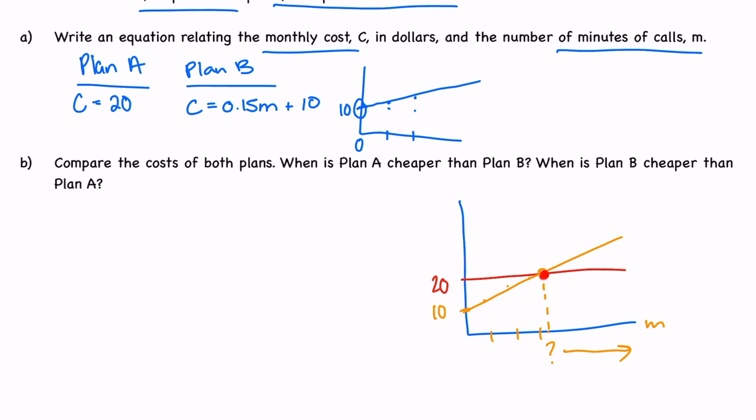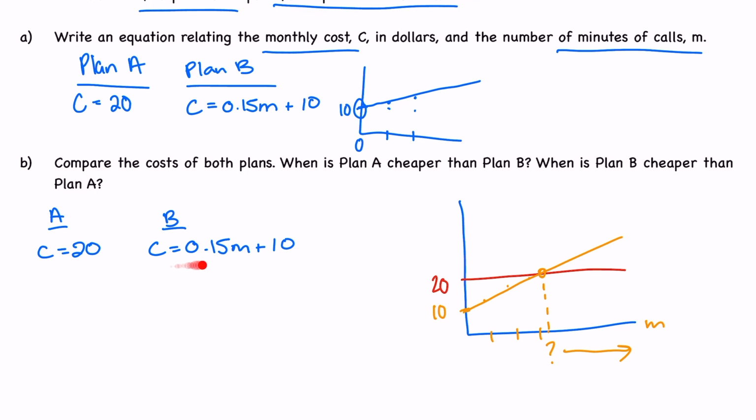So if we can figure out the point in which they intersect, so at how many minutes plan A is the same cost as plan B, then we'll know when plan B is cheaper, and we'll know when plan A is cheaper. So the equation for plan A is C is equal to 20. And the equation for plan B is C is equal to 0.15 m plus 10. When they intersect, they're going to have the same C value, and they're also going to have the same m value. So if we know C is equal to 20, then we know that when they intersect, this is also going to be equal to 20.